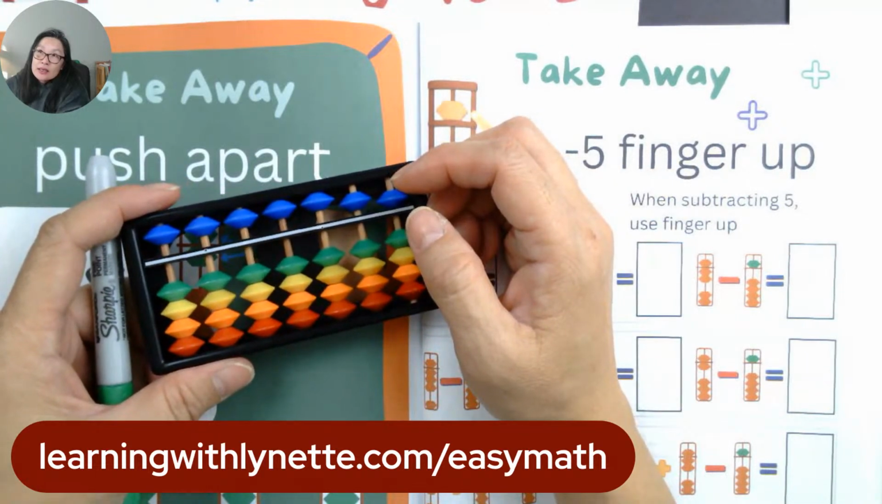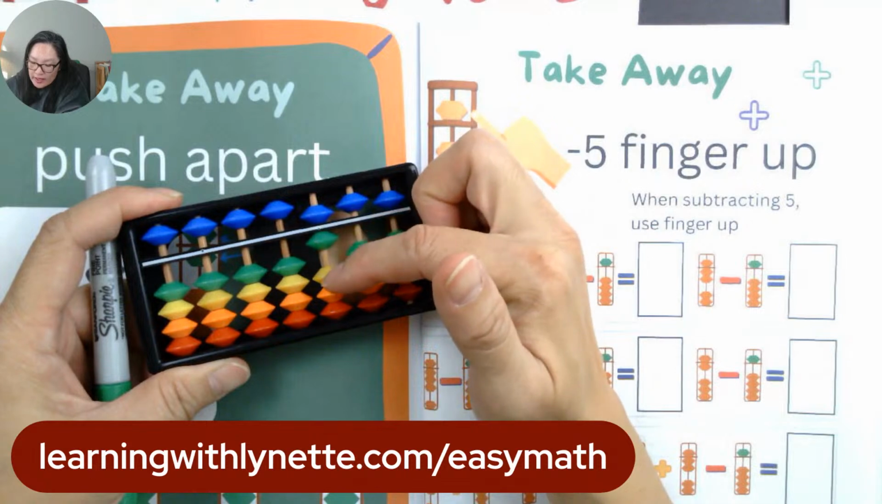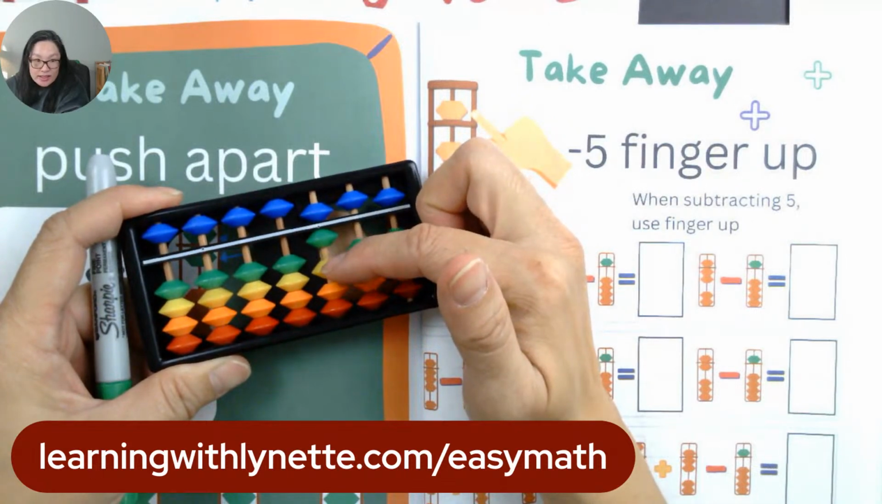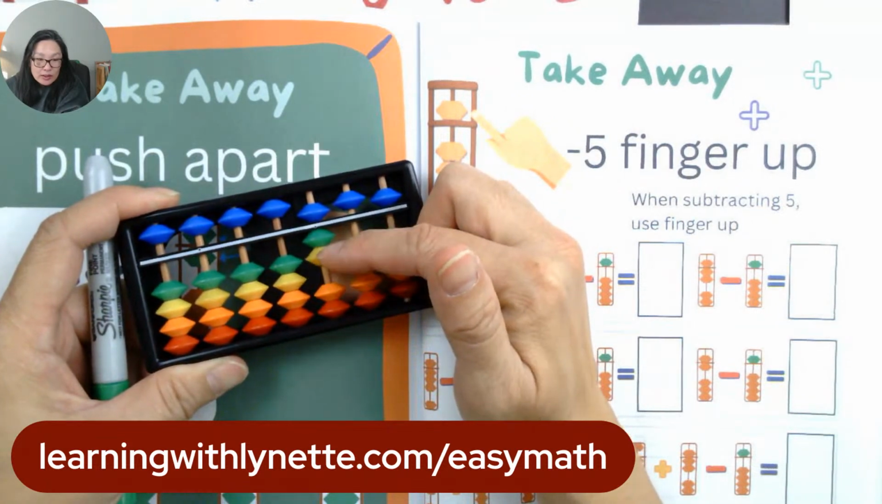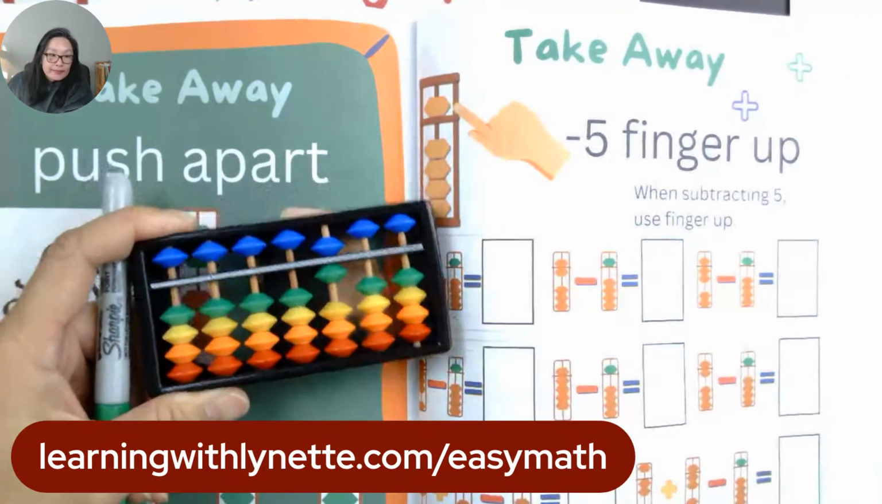Because the kids see that we're removing it. So when we take away the 1, add the 1, take away 1, add the 1, take away 1, they can see that we're actually taking the quantity away.